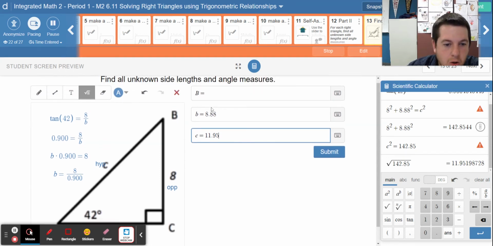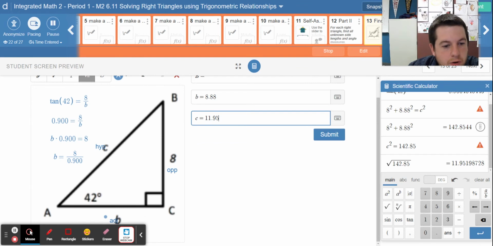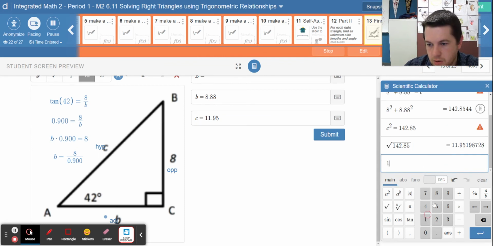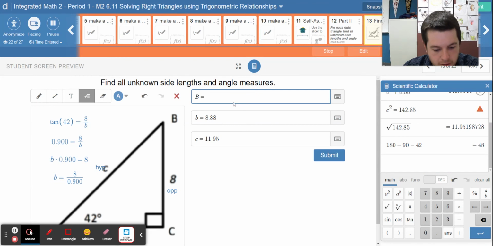And to find my other angle measure, I could just subtract from 180 degrees. So I can take away 90 and 42. So 180, take away 90, and take away 42. And what remains is 48. So I know my angle measure is 48.